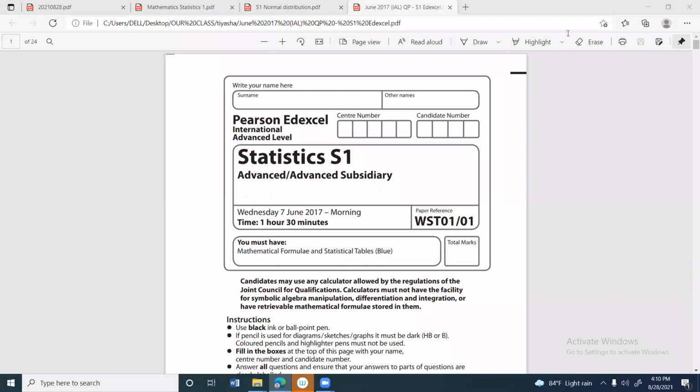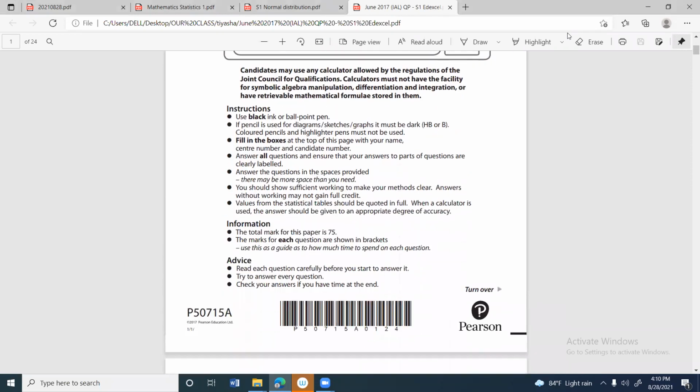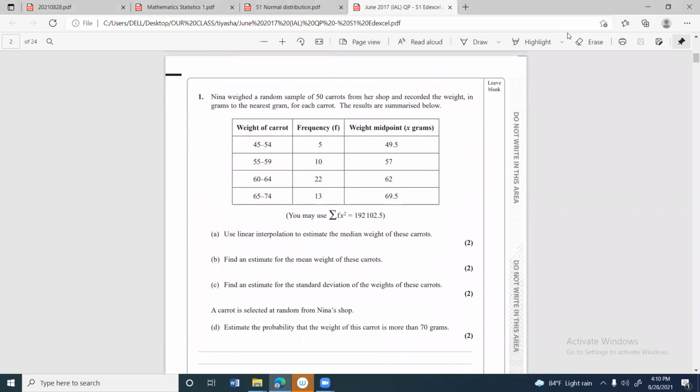Okay, Pradeep. Today we are going to discuss this 2017 June paper, the S1 paper. Right. Initially, if you start with the first question, Pradeep, let's see what the first question asks. It's coming with the general statistics.